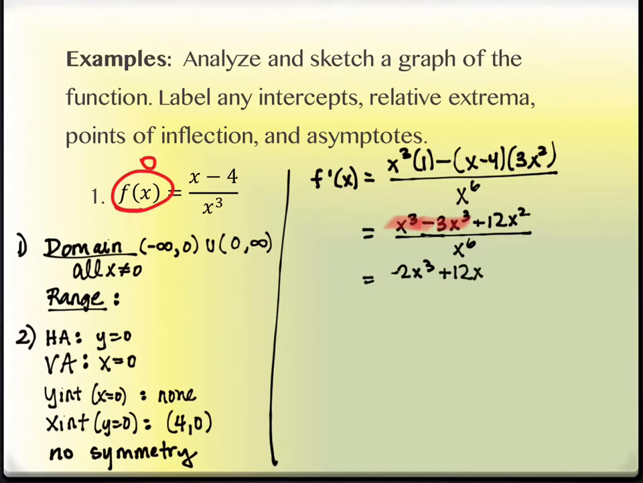Here's 12x squared over x to the 6th. And then we can reduce everything by a factor of x squared. So this is negative 2x plus 12 over x to the 4th. That's a far better place to start from than any of the previous steps to doing our second derivative. Okay, is that all right for the first derivative? I'm about to shrink it.